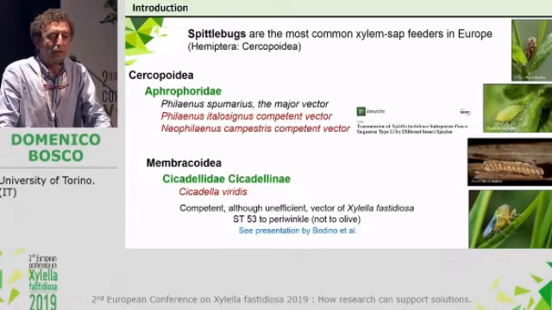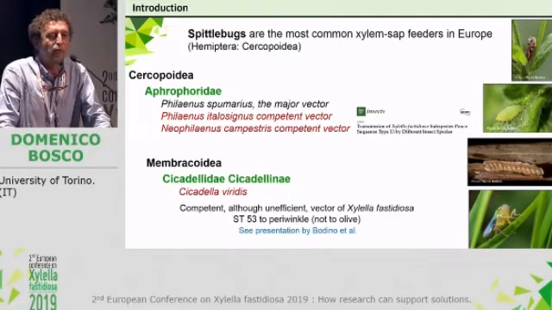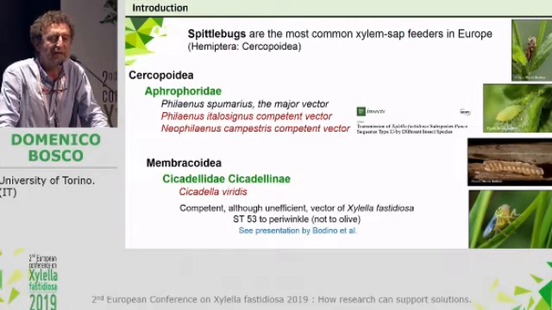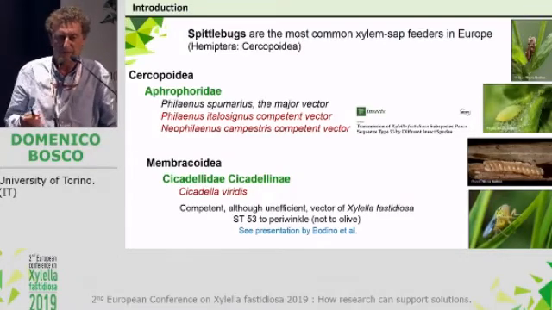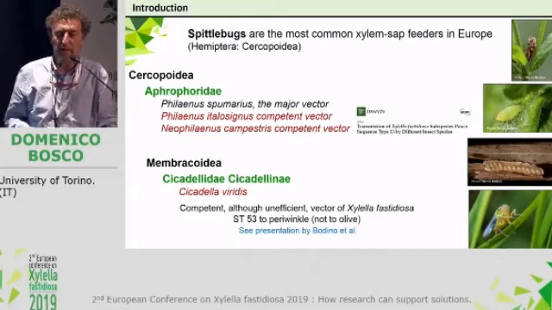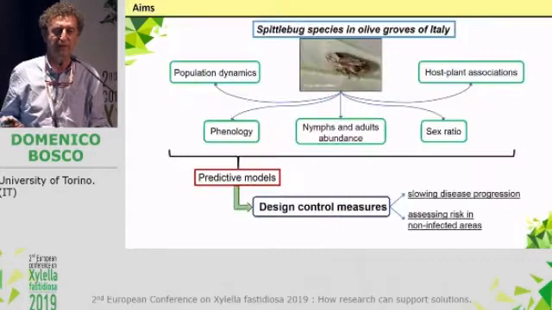Very recently, other species of spittlebugs like Philaenus italosignus and Neophilaenus campestris have also been found to be competent vectors, although their actual role in the field is probably of minor importance. And then among sharpshooters, the most common species we have in Italy is Cicadella viridis. About the transmission, Nicola Bodino, a postdoc in my lab, will talk later this afternoon about the transmission competence of these species.